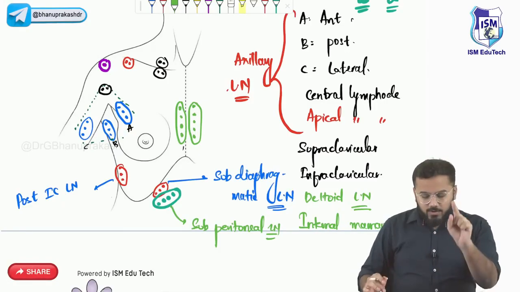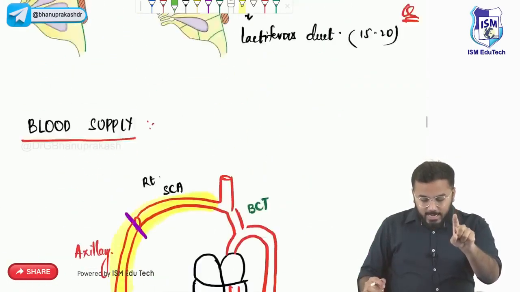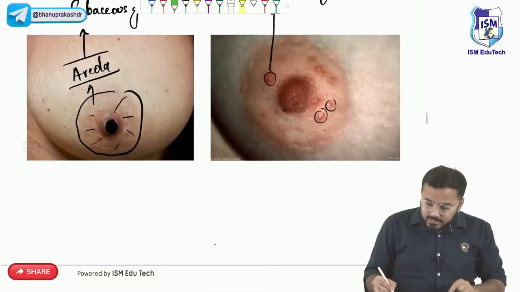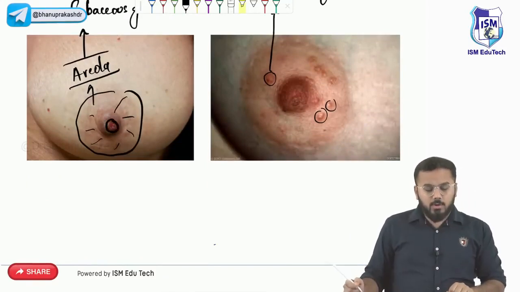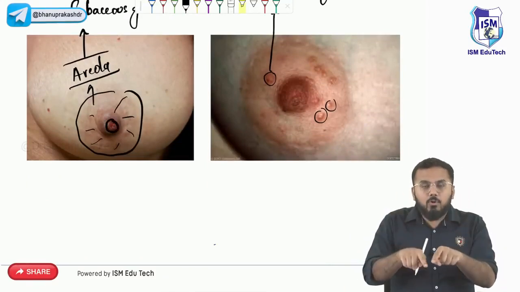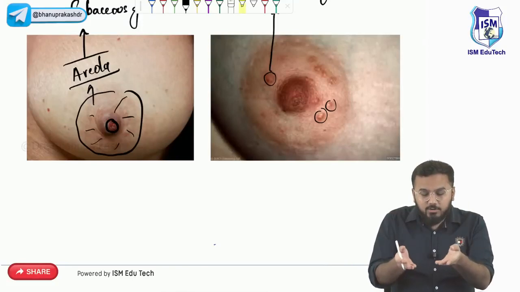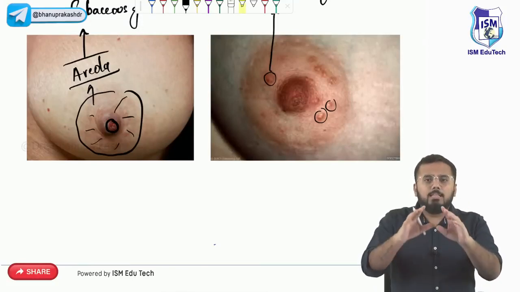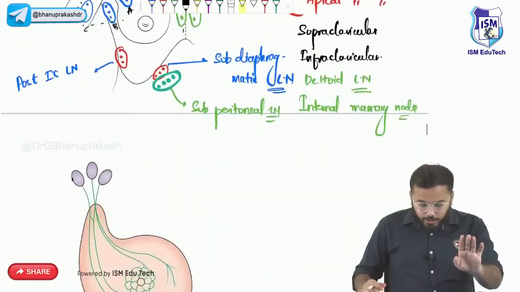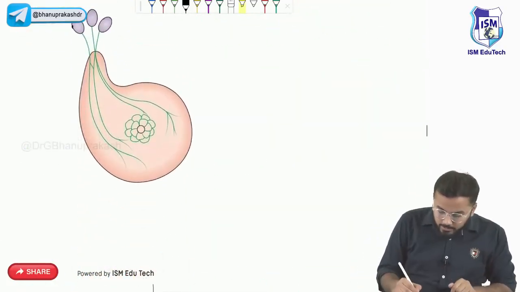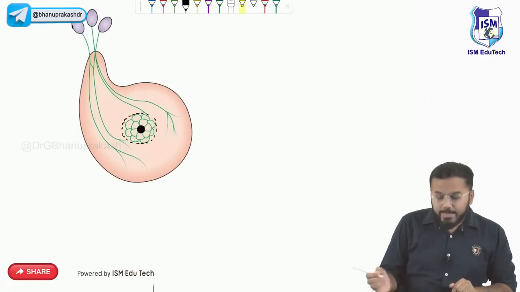But before that, one very important thing is that in yesterday's class I told you that this center region is called the nipple. Surrounding the nipple, you have this region, which is hyperpigmented, and this is called the areola. I told you this. Now, the same picture I'm showing you here. You see, the center you call the nipple, and surrounding the nipple, all this area is called the areola.